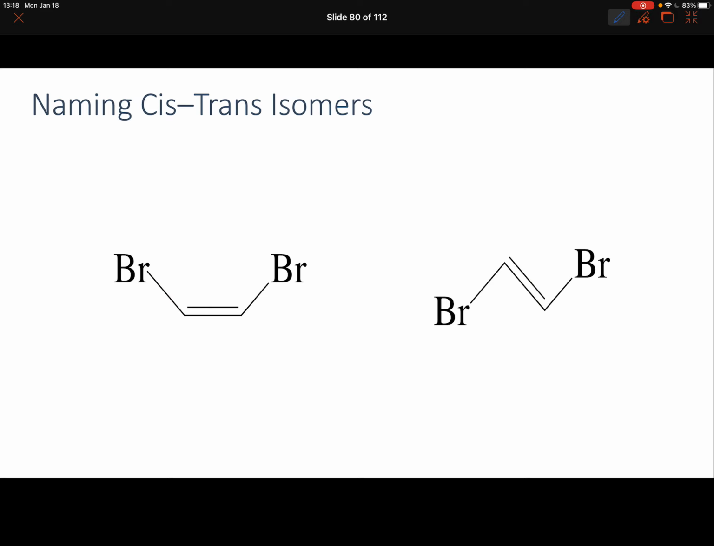So let's see. When the prefix of cis or trans is placed in front of the alkene name, then you can identify which is which. So which one of these would get the cis name, which would get the trans name? You'll start to recognize these just by looking at them, hopefully, especially if I draw them properly.